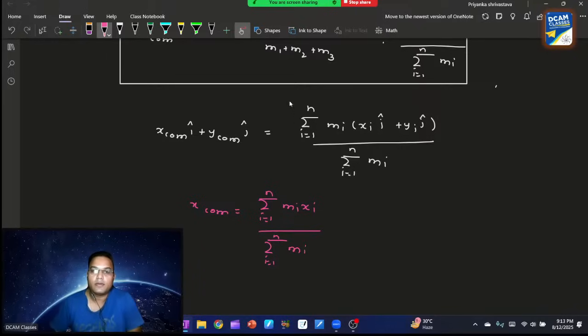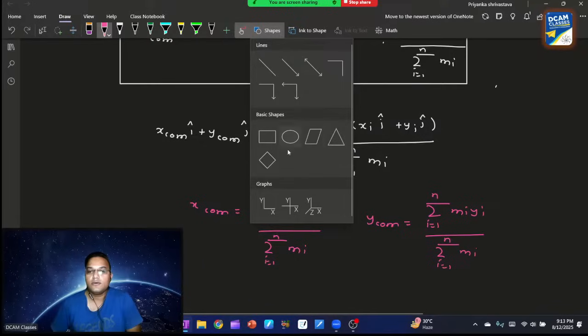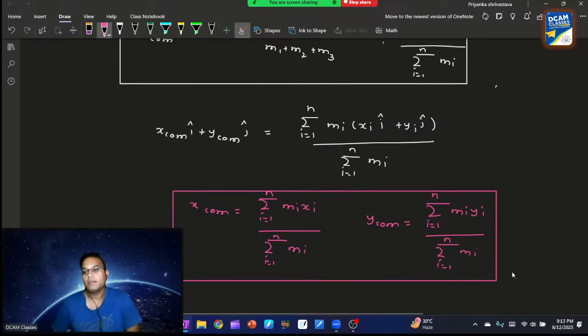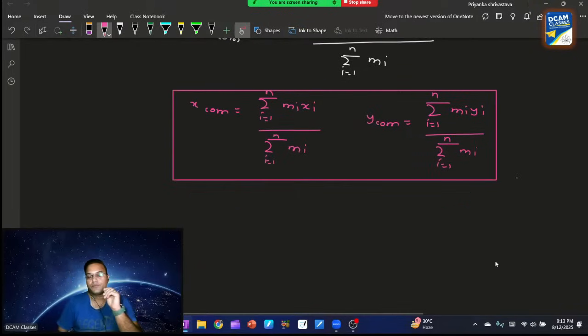This is one formula. Also, y center of mass you can write as sigma mi yi, i equals 1 to n, divided by sigma mi, i equals 1 to n. This is how it will be useful to you, because whenever a system is given to you, three masses are given.